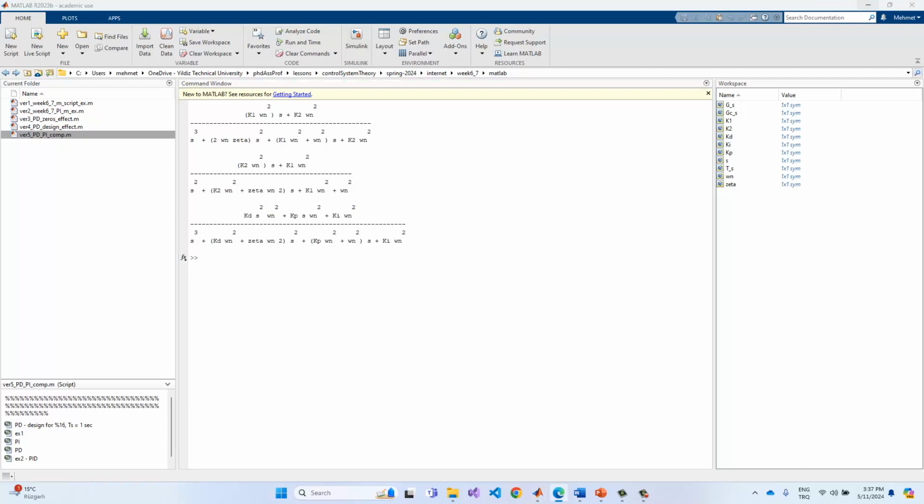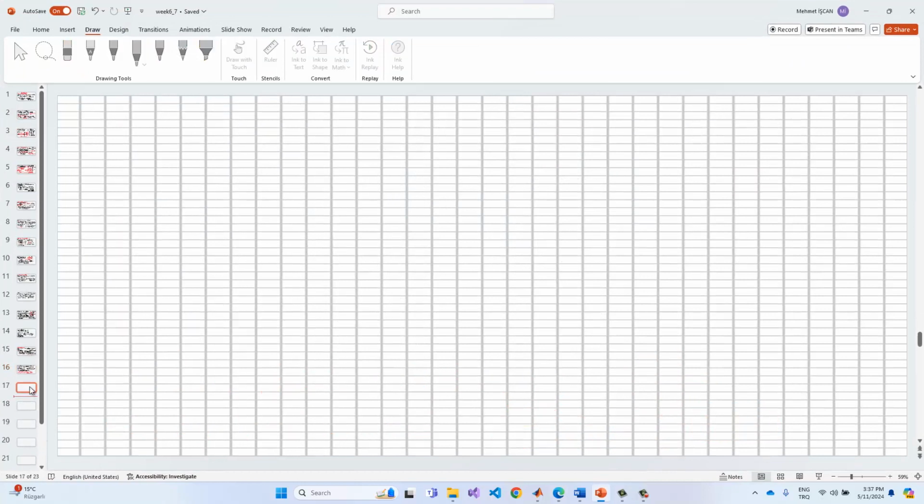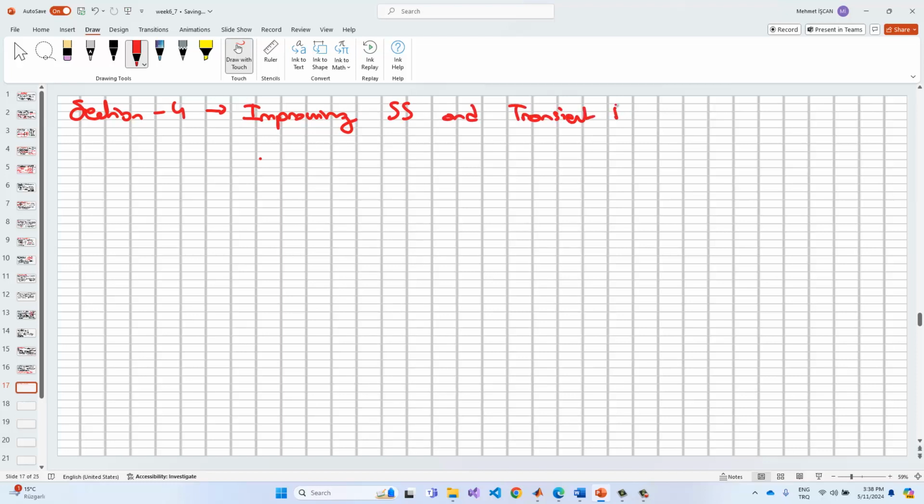This is how we should define our proper notation in this domain. And so, how can we conclude this information here? First of all, we need to give section 4 here: improving SS and transient response in PID.